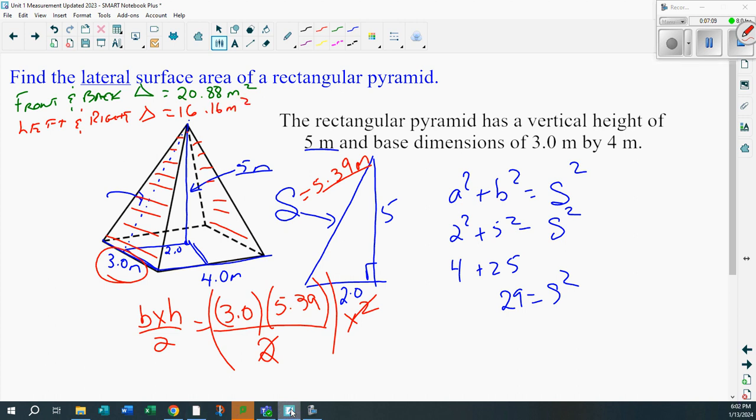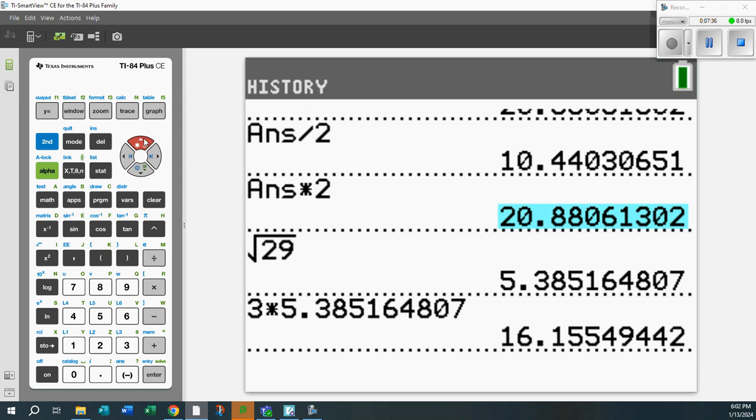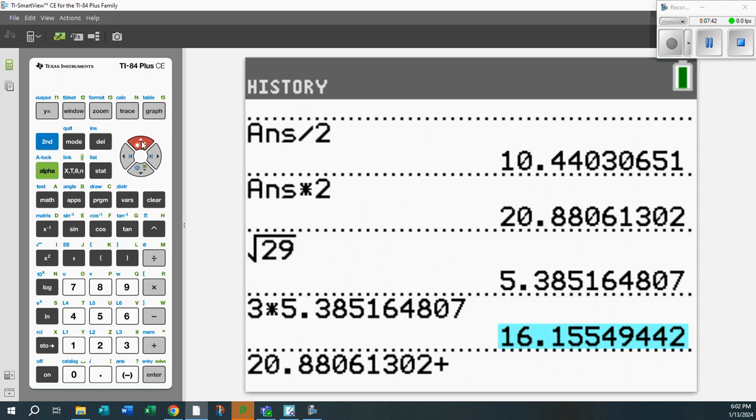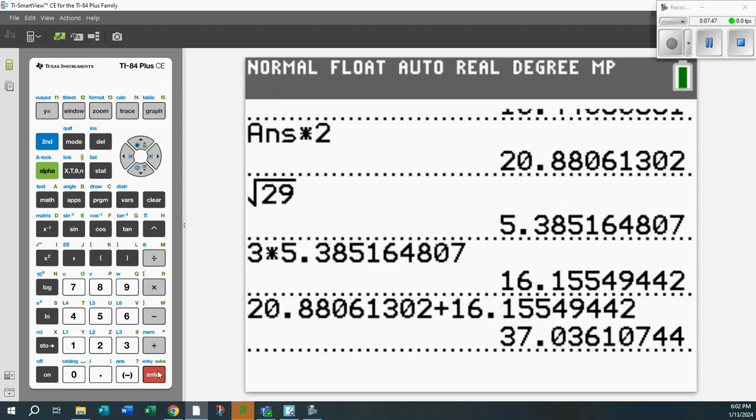Now, remember, this says right here, big, bold letters, lateral, which means all I want is the faces. I don't want the bottom. I just want the 2 faces. If I wanted the bottom, I would have to add 3 times 4, which is 12 meters squared to it. But I just want the lateral. So all I'm going to do is go back to the calculator now. I'm going to take my 2 areas, which was right up here using the history button, 20.88, and I'm going to add it to my second, which is 16.16. Add them together, punch it, I got 37.0.